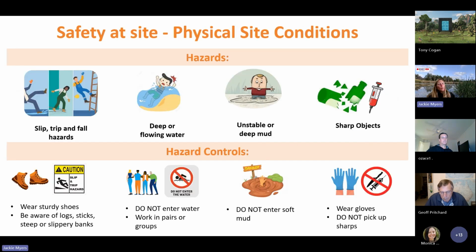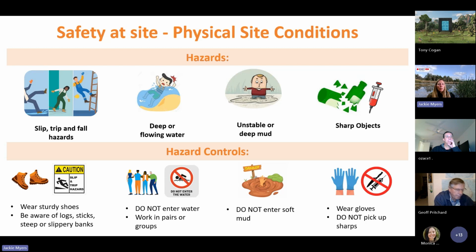There's several physical site conditions which can present hazards while sampling, and these are outlined here. So the key ones are things like trip, slip and fall hazards. So this may include things like at these sites you'll have logs or unstable substrates. There's definitely going to be muddy surfaces, and there might be rubbish as well at some sites, hopefully not too many of them.